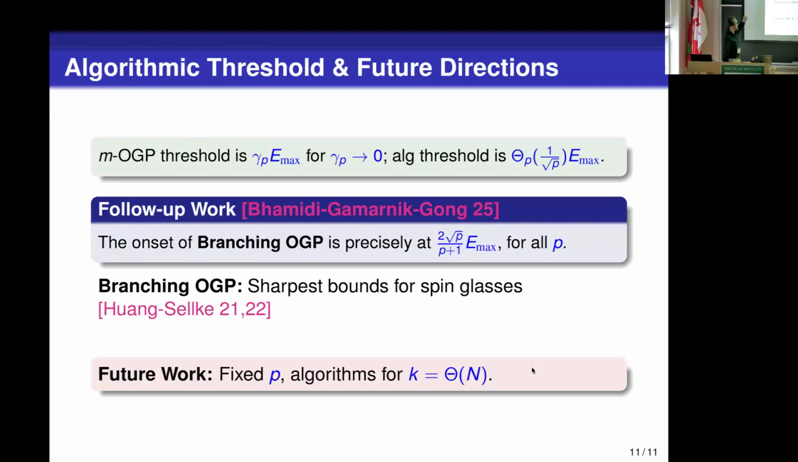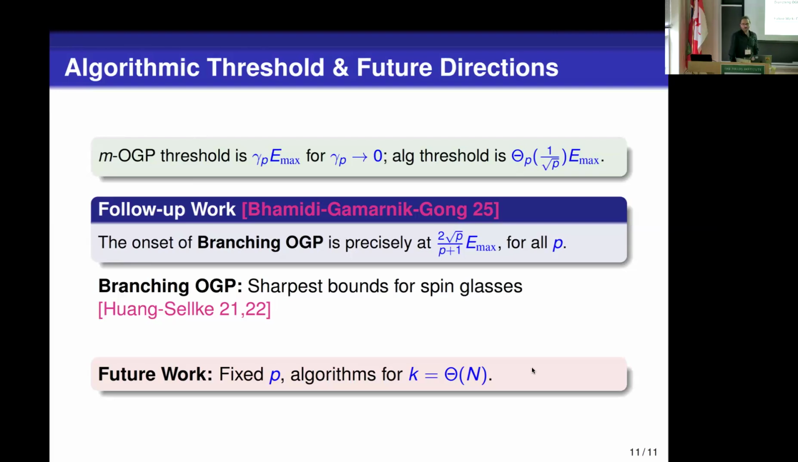So here the threshold is asymptotically sharp in the sense that as p grows, both the onset of the algorithmic barrier as well as the algorithmic threshold reach 0. But there is this follow-up work, really beautiful work by Shankar, David, and Shuyang. They show that the onset of branching OGP, which was originally introduced in the context of spin glasses, is precisely 2 root p over p plus 1. So this algorithm is likely optimal, and there's a strong belief we may not be able to improve this.